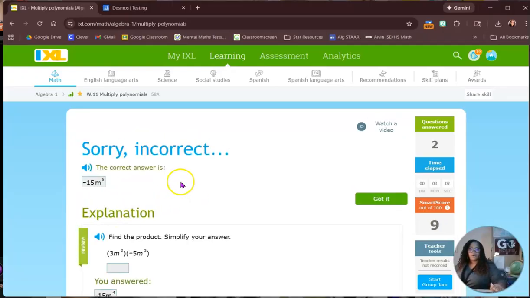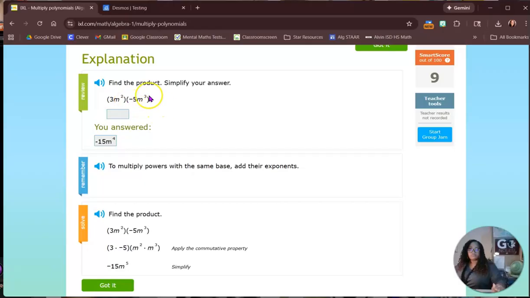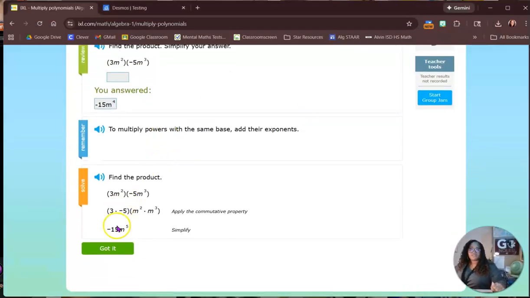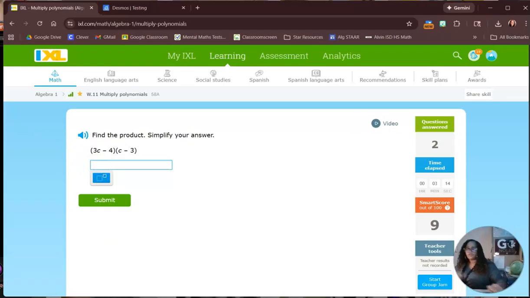Let's check it. Uh-oh, what did I do wrong? Oh, I wrote the problem wrong. This is a 3, not a square. I put a 2 there. This should have been a 1 more. Okay, well then let's fix it and do it again. Let's do a 3c minus 4 times a c minus 3.